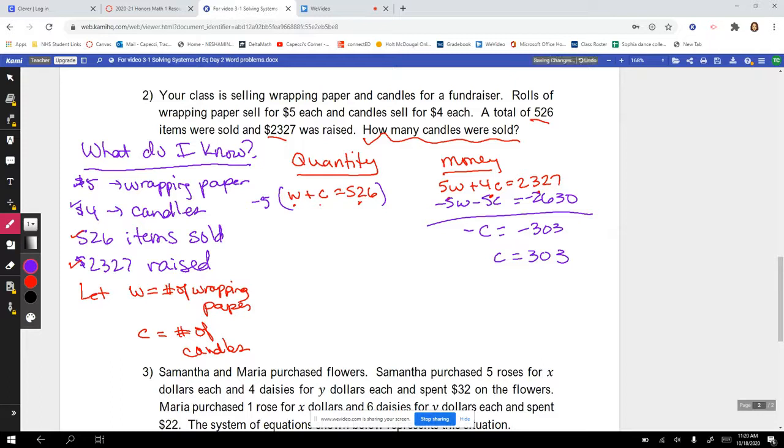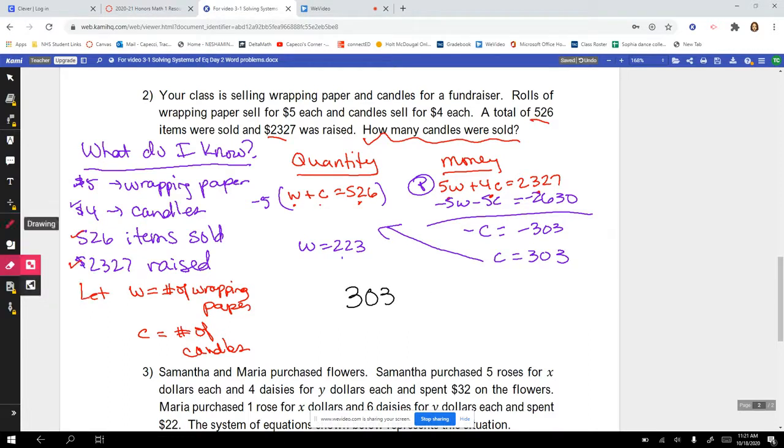Now, I wanted to know how many candles sold, so I could stop there, but I don't like that. I really like to check. This is so easy to check, especially on a test. Substitute it back in, and I know that W is equal to 223. So I know that 223 plus 303 gives me 526. If you were to substitute it back into your money equation, that would be another way to check to make sure that you're okay. So the bottom line is how many candles. I say there are 303 candles. 303 candles were sold.